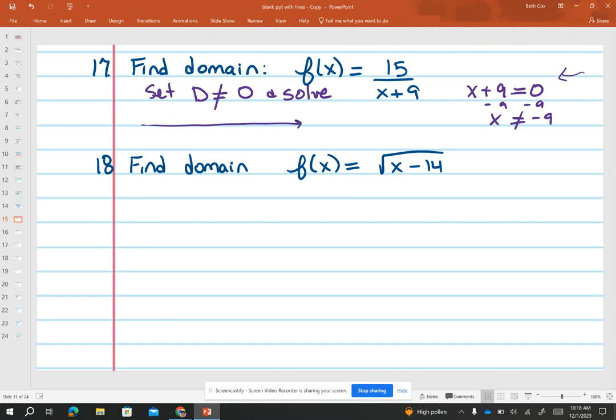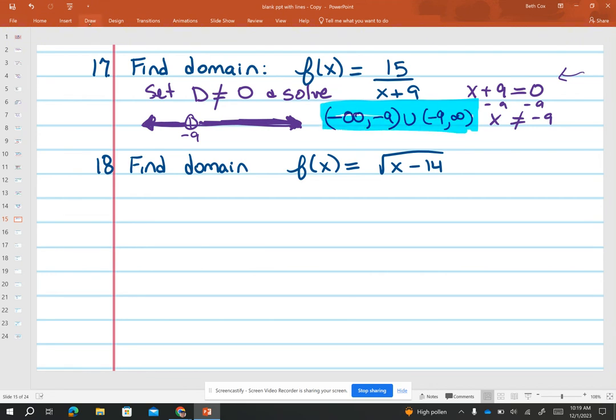So when I do my number line, negative 9 is excluded. So my domain is going to be negative infinity up to negative 9. Skip over the negative 9. And then go to positive infinity. There's my domain for the first one.